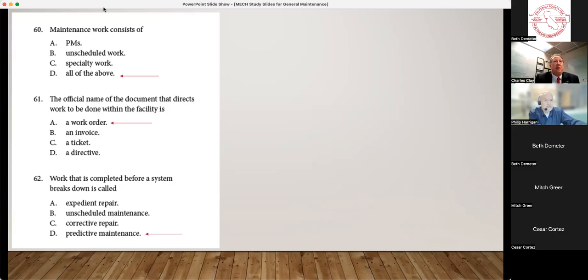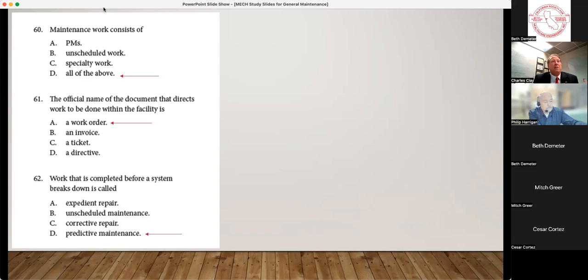60 is all of the above. Maintenance work consists of PMs, unscheduled work, and specialty work. If you think about how the maintenance work is delivered to you, it comes in different formats and different time frames for completion. Specialty work may be a project that takes a few months, where a PM is something that may need to be done within the hour, or within a few hours if it's urgent.